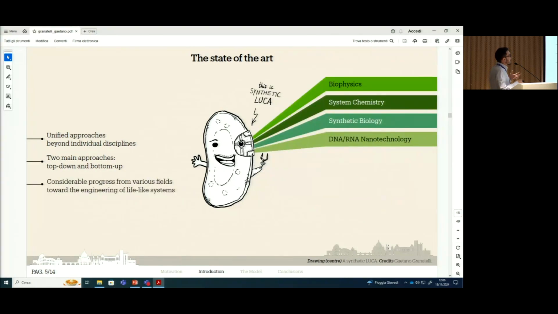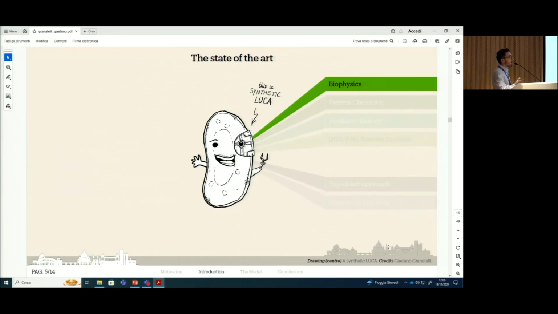And currently, a lot of fields have shown considerable progress toward the engineering of lifelike systems. And although it's quite obvious to say that in practice, the experimental disciplines will be the ones which one day will provide these conditions for the engineering of synthetic life.